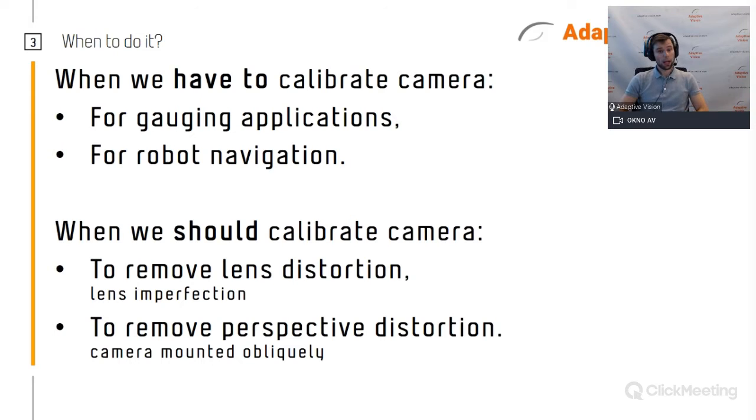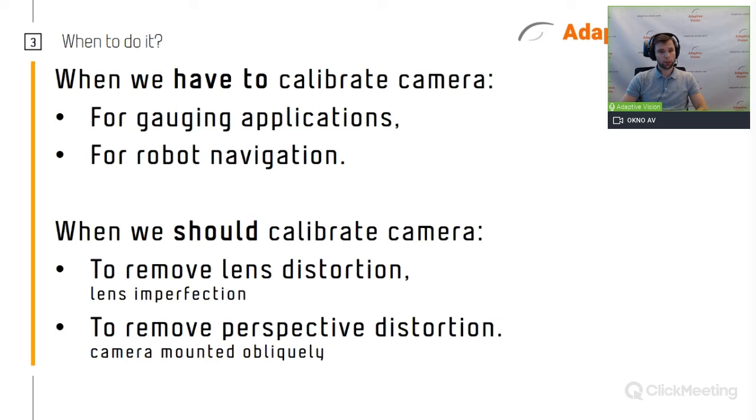So when do we have to calibrate camera? First of all, one of the main groups of applications where calibration is crucial is gauging. Every time we would like to express the information in real world units, we have to perform the calibration. Also, if we would like to perform a very precise measurement, we also have to perform a very good quality calibration.